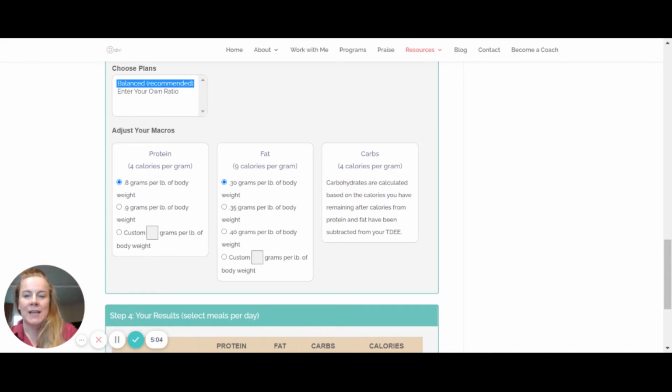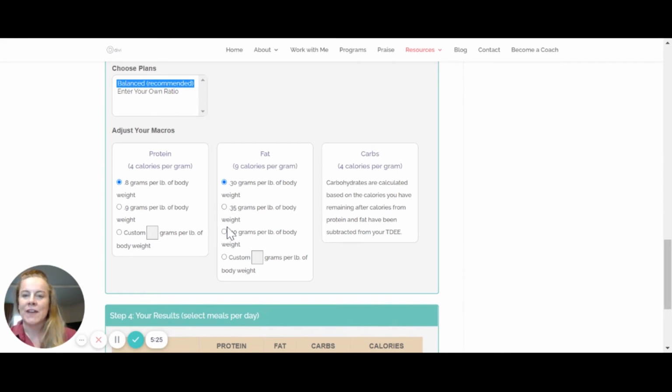You might want to go a little bit higher if you have the extra calories to do so and you really like eating protein. In terms of fat, we start you off at 0.3. That's enough for health reasons. It's enough to actually keep you healthy. You don't want to drop it too low. And then anything left over will go towards carbs.